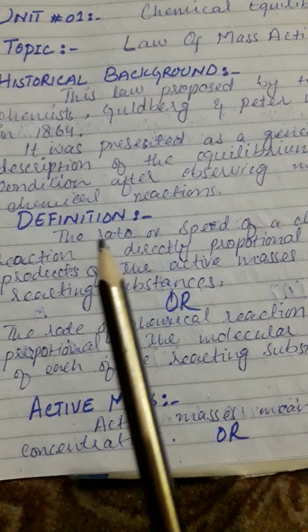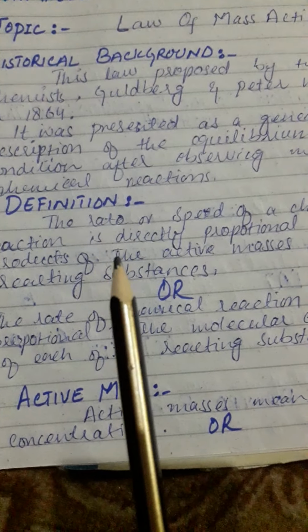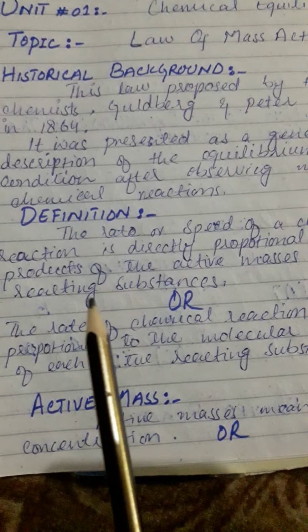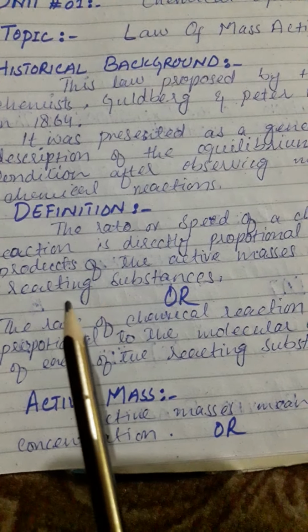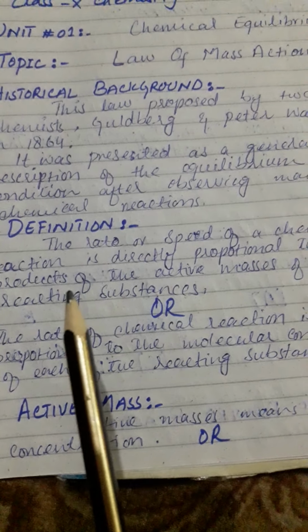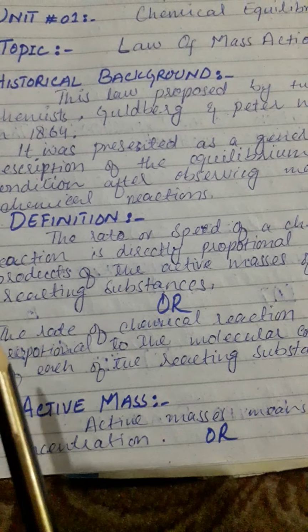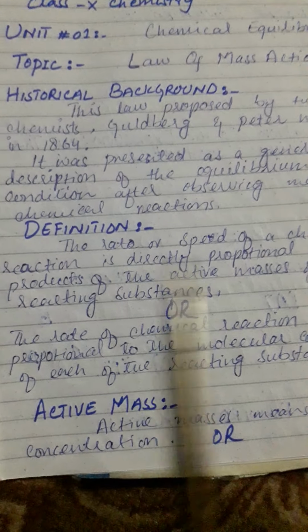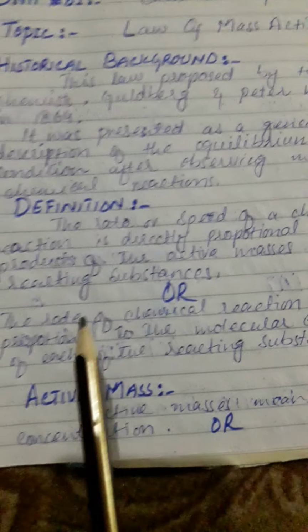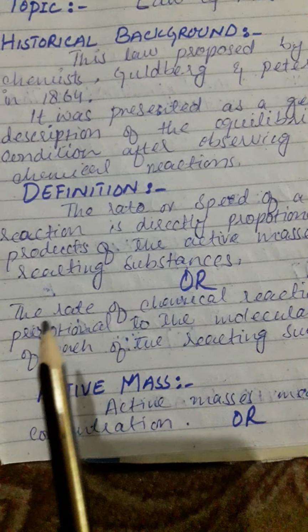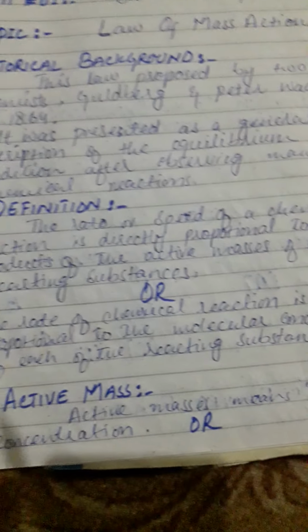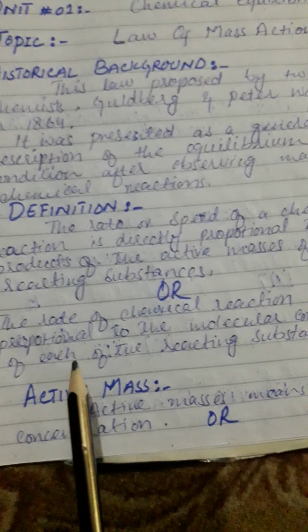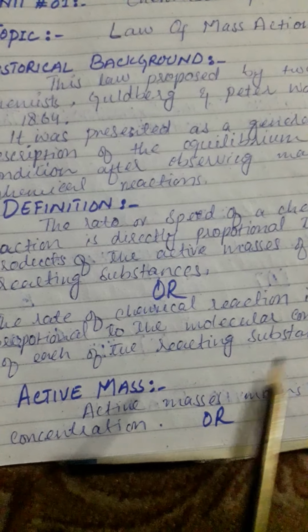So this definition means that if in any chemical reaction two or more reactants are reacting together, then the product of the active masses of those reacting substances will be directly proportional to the rate or speed of chemical reaction. Or we can say the rate of chemical reaction is directly proportional to the molecular concentration of each of the reacting substances.